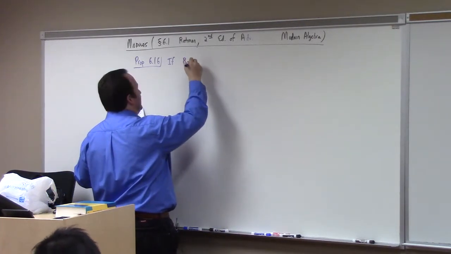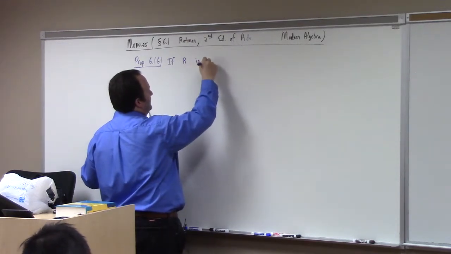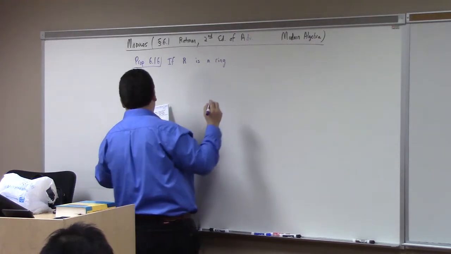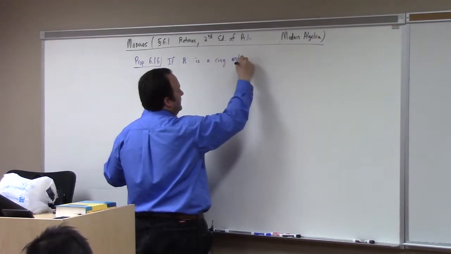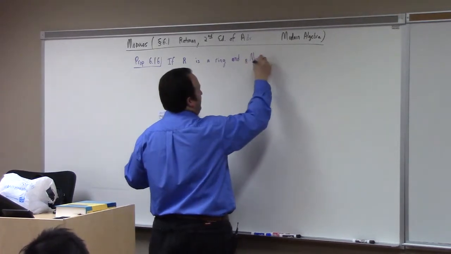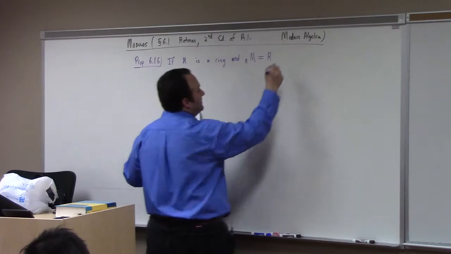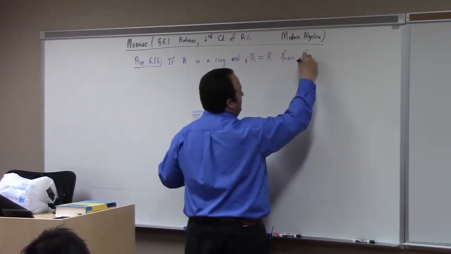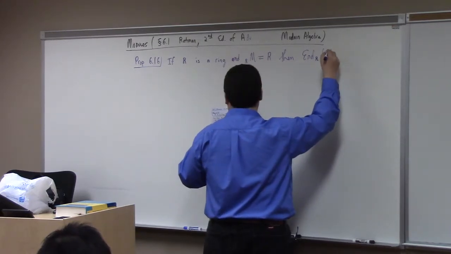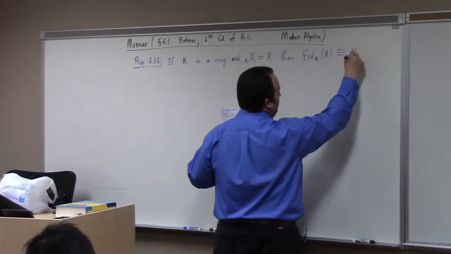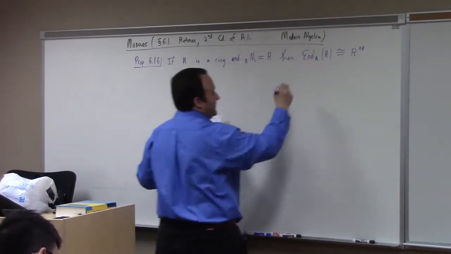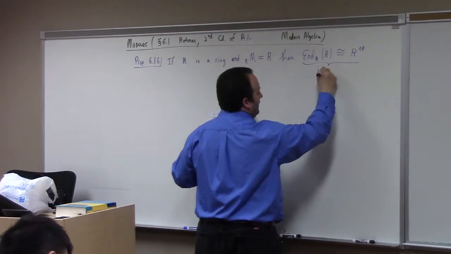Let's see here. If R is a ring and we have a left module M, and that left module is the ring itself, then the endomorphisms of the ring to itself are isomorphic to the opposite algebra. Well, the opposite ring, rather. And this is an isomorphism of rings. All right.